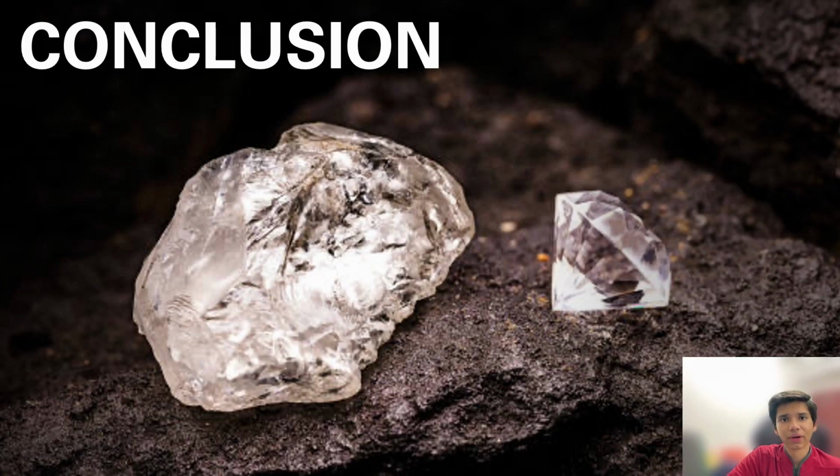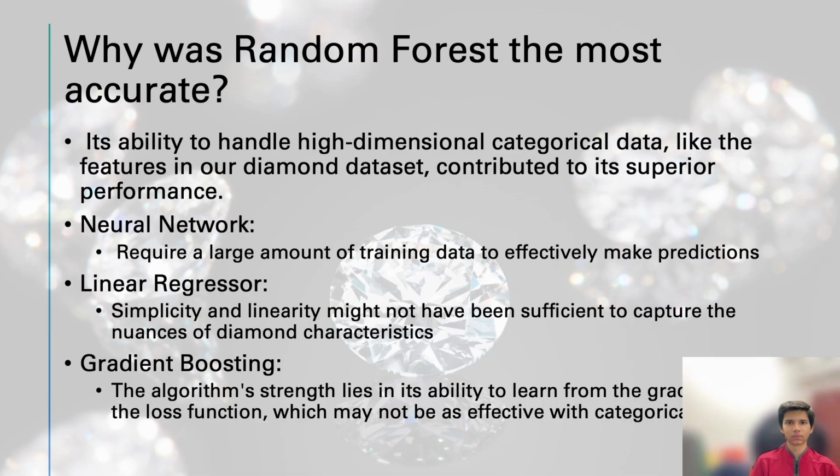Let's move forward to our conclusion. So why was the random forest the most accurate out of our 4 machine learning algorithms? Well, to put it straightforwardly, the random forest algorithm's ability to handle highly dimensional categorical data, like the features in our diamond dataset, contributed to its superior performance. The neural network requires a large amount of training data to effectively make predictions. Perhaps our training dataset was not big enough for a fully operational neural network to predict such complex tasks.